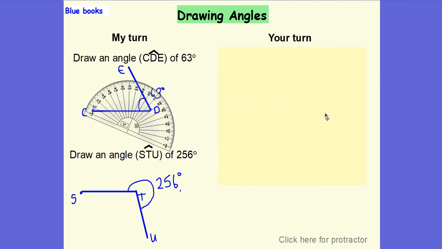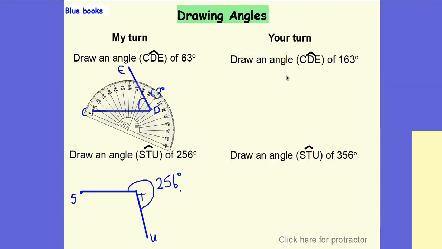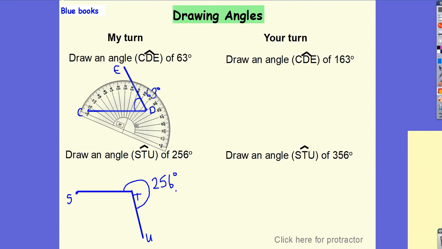In your dark blue books, can you please show me an angle CDE of 163 degrees and an STU of 356 degrees? Pause the video and have a go at that now. Okay, let's go through the answers.